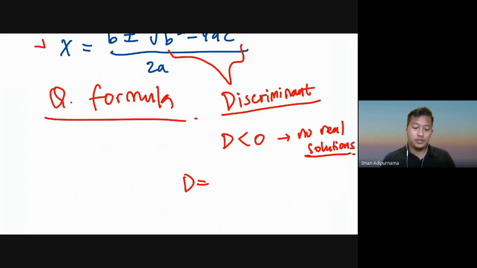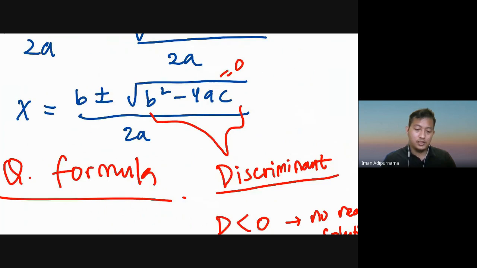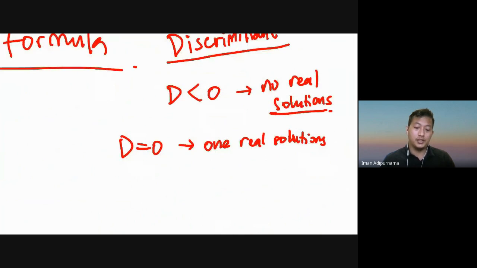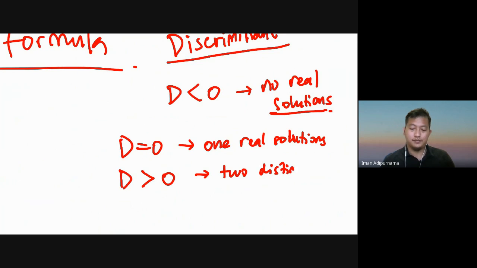If d is equal to 0, what has happened? Of course, it's only having one real solution. Because if it is 0, there will be no plus minus, right? It's just the number in front. So whenever it's 0, this plus minus becomes not really important. That's why you have only one real solution. And when you have d greater than 0, you have two distinct real solutions.